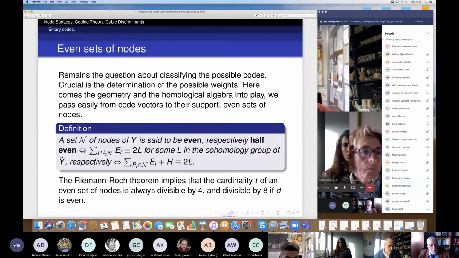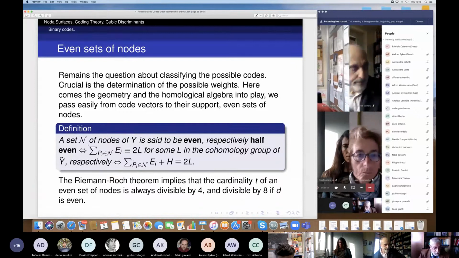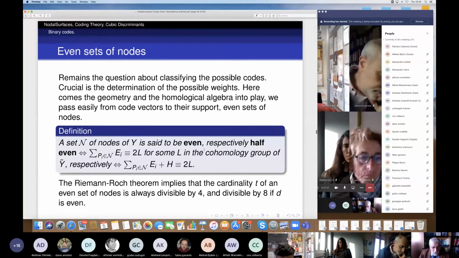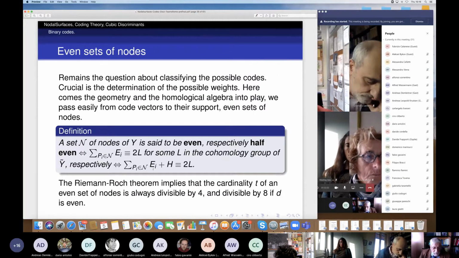Now, the main question for the classification is to find what are the possible weights. And for this, it's important from codes, we pass, if the function has values 0 and 1, the function is determined by its support. And the support is called an even set of nodes. If you have a vector in K, it means that the sum of the a_i is divisible by 2, or half even if this sum plus the hyperplane section is divisible by 2.